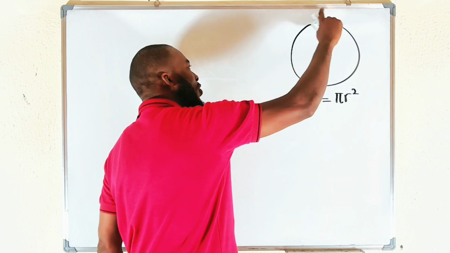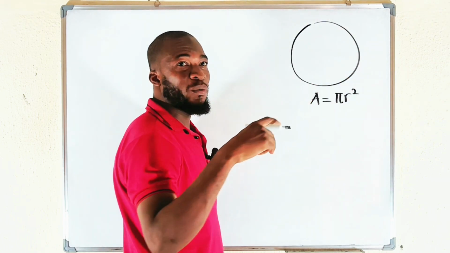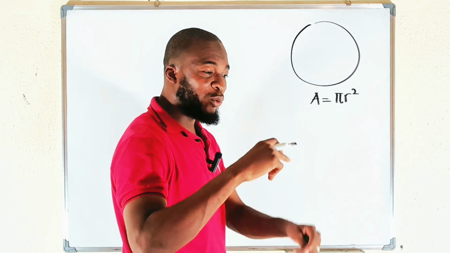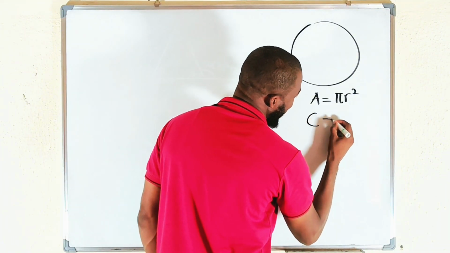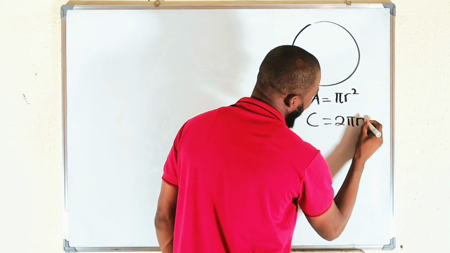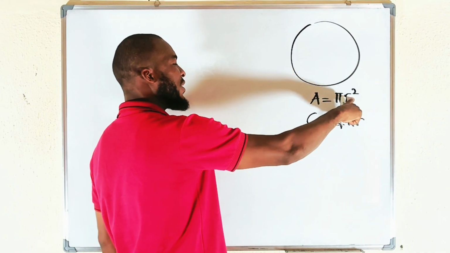We have learned that the circumference of a circle, which is the same thing as the perimeter, right? The total length around a given figure. Circumference is equal to 2 pi r. But this is not our subject of discussion.